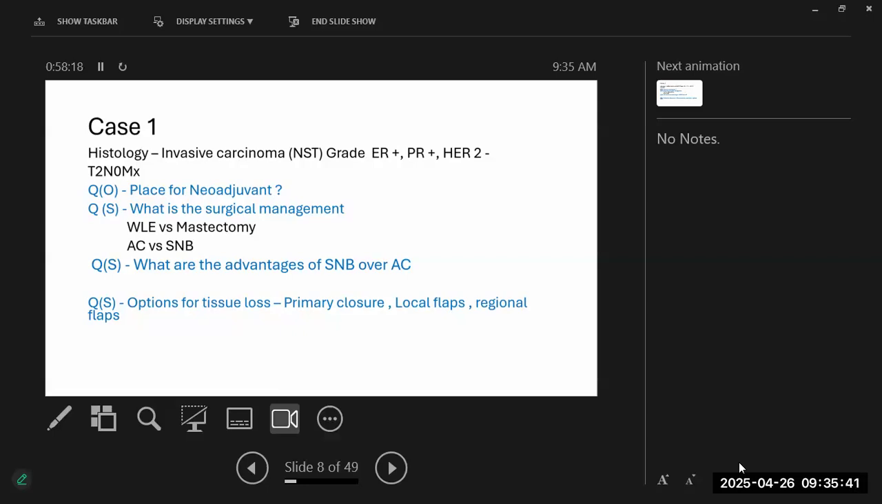So those are the factors to consider: size of the breast, skin quality, the size of the tumor, and the site of the breast, the tumor location. So these are the things. So this patient per se, I don't know where the location was. Yeah, 9 o'clock.